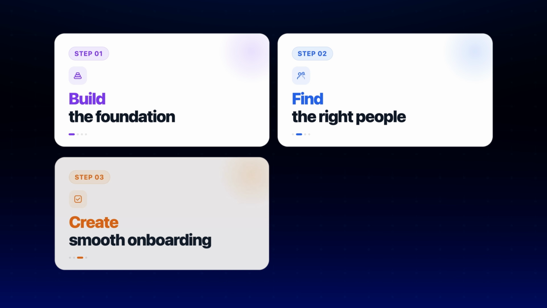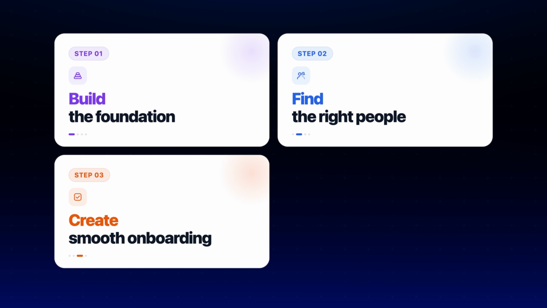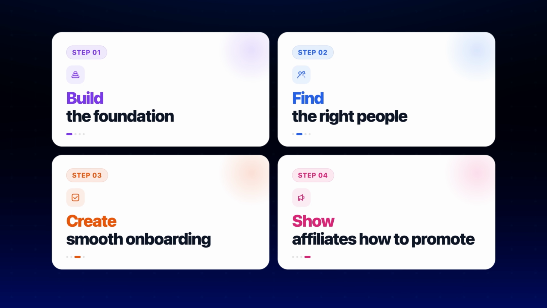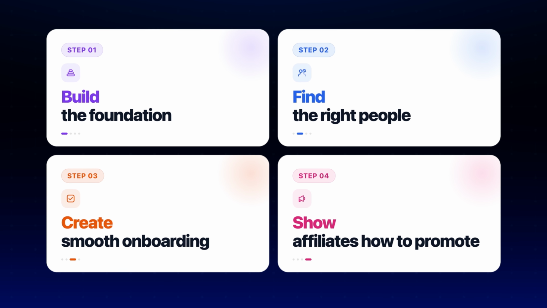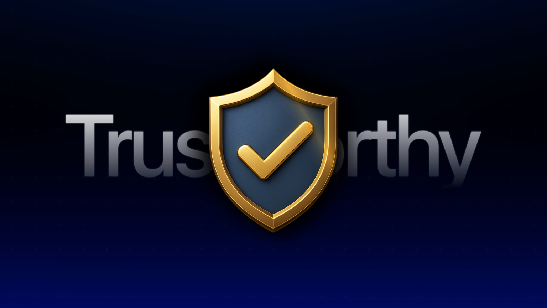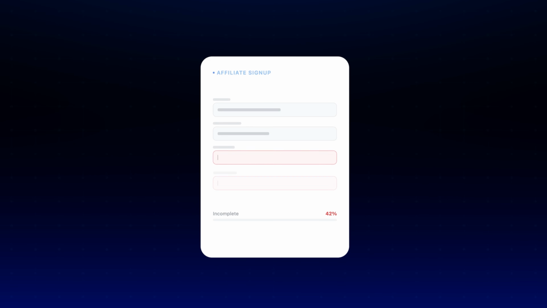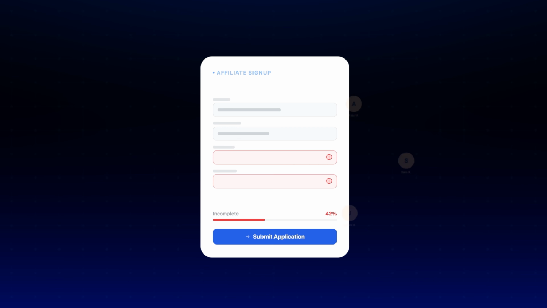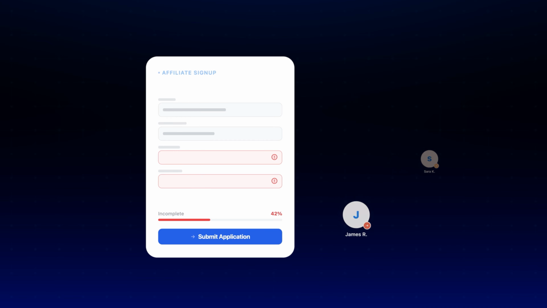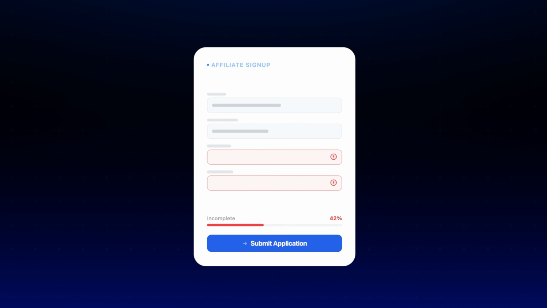We'll build the foundation, find the right people, create a smooth onboarding process, and make sure new affiliates know exactly how to start promoting your business. And we're starting where most people skip, the registration flow. Before you reach out to creators, customers, agencies, or newsletter owners, your affiliate program needs to look trustworthy enough to join. If the sign-up experience feels confusing or incomplete, you're going to lose great affiliates before they even apply.